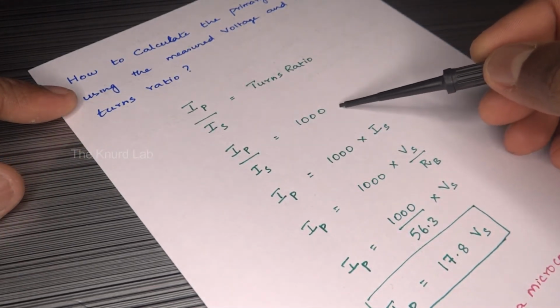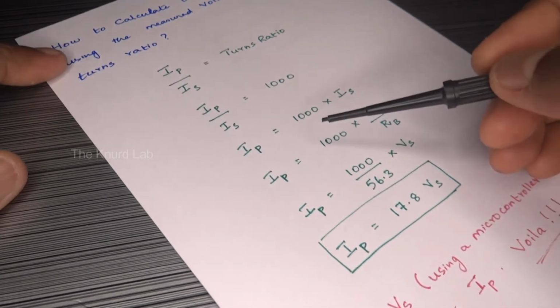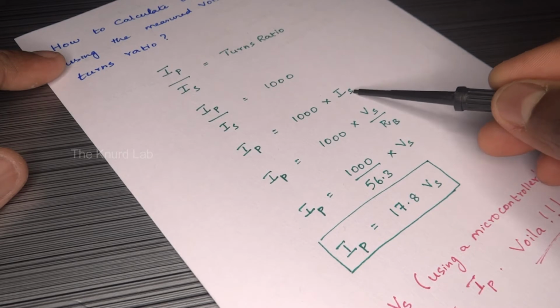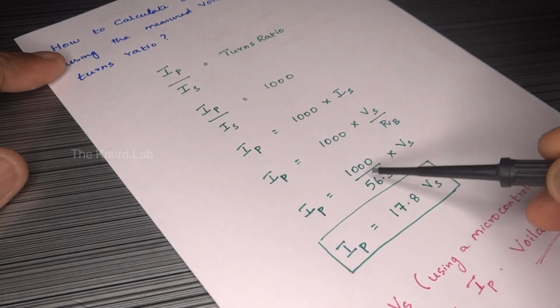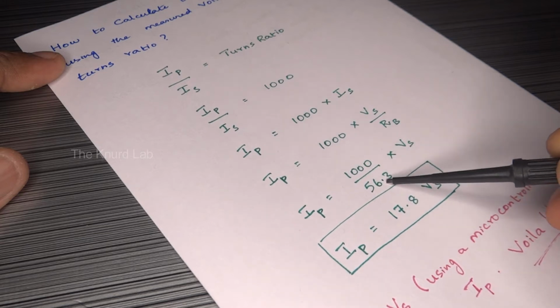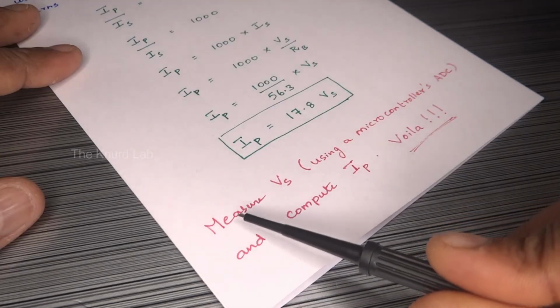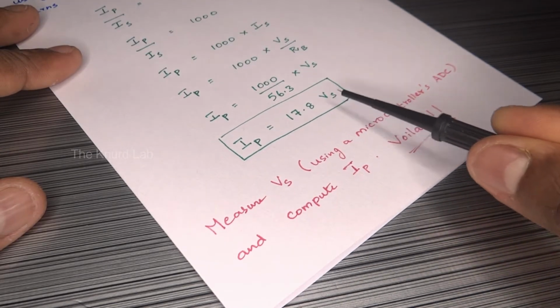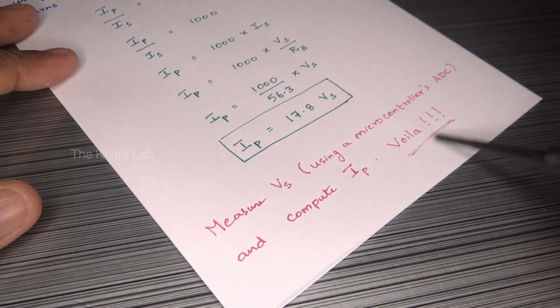I told you that the burden resistor converts the current output of that transformer into a corresponding voltage reading. So, using Ohm's law, we can represent the secondary current as the ratio of the measured secondary voltage to the resistance of RB. And there you have it. Our primary current is 17.8 times the measured secondary voltage. With this expression applicable to this particular current transformer always, we can use it to measure any amount of primary current that's not high enough to saturate the core.